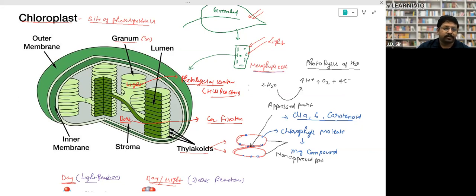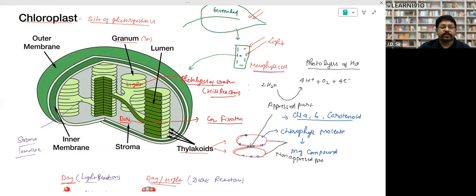All the granums remain connected with other granums with the help of a structure known as stroma lamellae. So stroma lamellae is the structure which connects one grana to another. These grana are made up of small coin-like structures, and these coin-like structures are known as thylakoids.